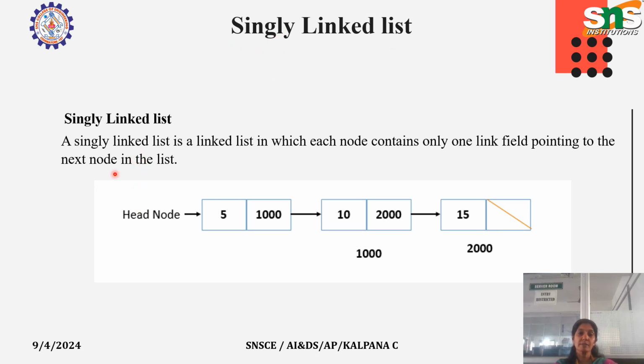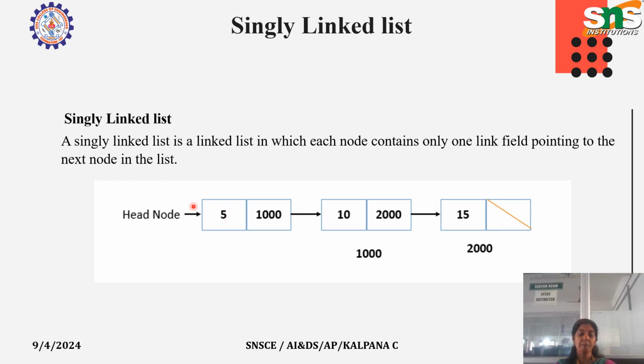In a singly linked list, inside the node we have only two parts. One is the data field and another one is the address field. It contains only one address field and one data field. So that comes under singly linked list. A singly linked list is a linked list in which each node contains only one link field pointing to the next node in the list.